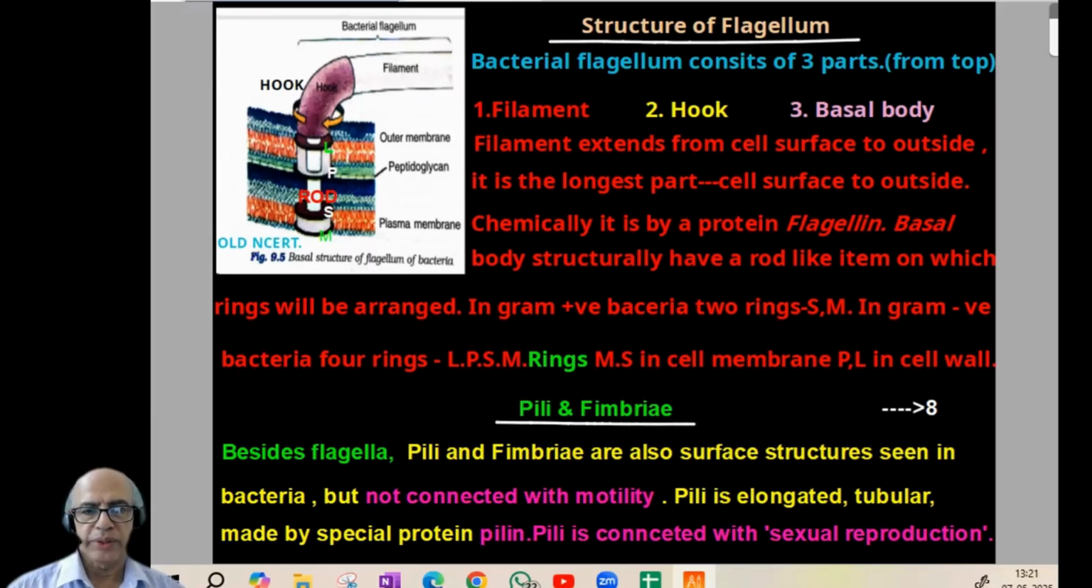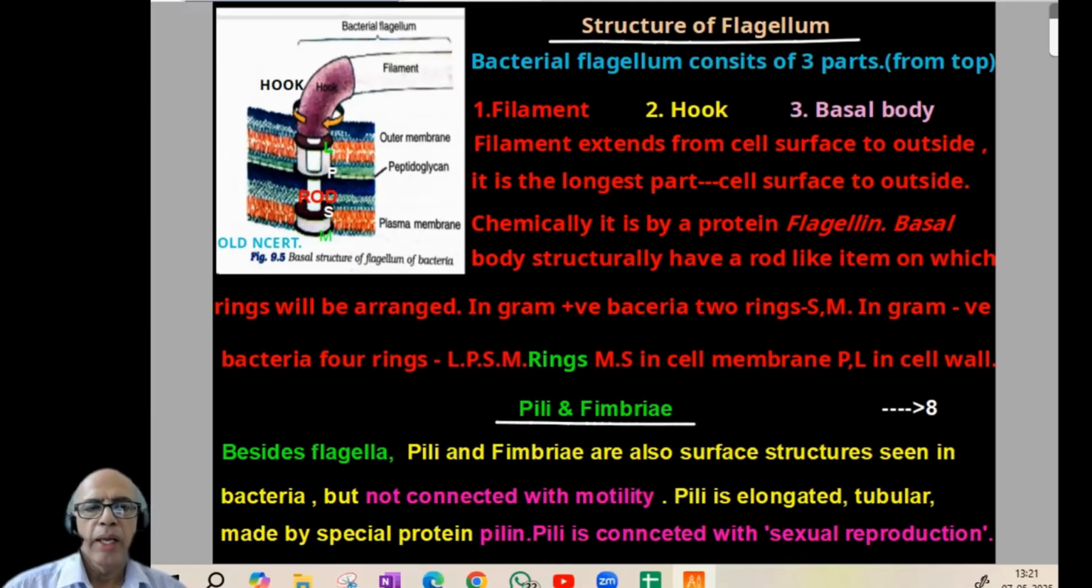The next aspect for us is gram negative, 4 rings; gram positive, that is 2 rings. Gram positive, 2 rings, S M; gram negative, 4 rings, L P S M. M S in the cell membrane, P L in the cell wall. I think that's clear, because it is not familiar to most students, not directly given in the present NCERT. Still, I just mentioned it. The paper is a bit deep, etc.